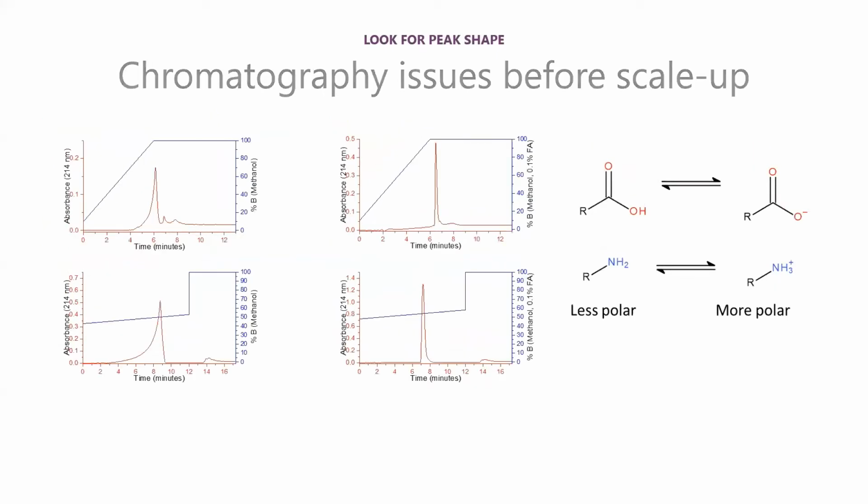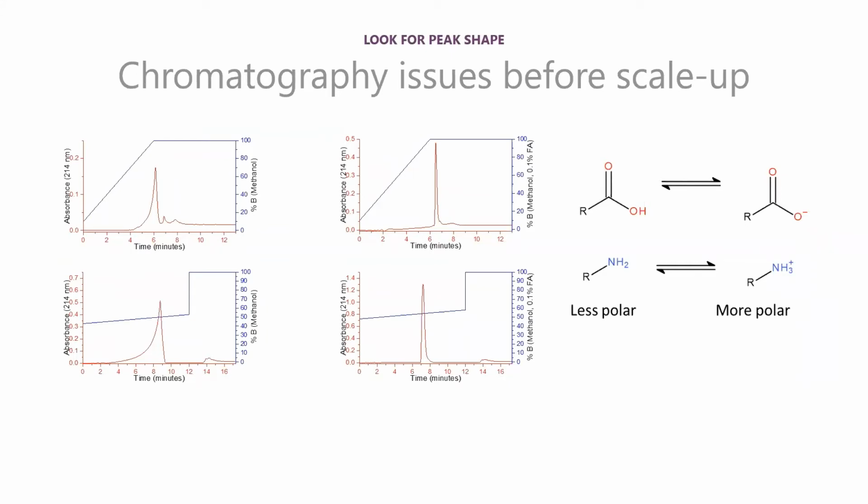Acidic compounds can also behave strangely. Here are scouting and preparative runs with salicylic acid and water methanol, but a TFA modifier was used again for the runs on the right. Again, the peak shape in the scouting run suggests that the preparative run won't work well.